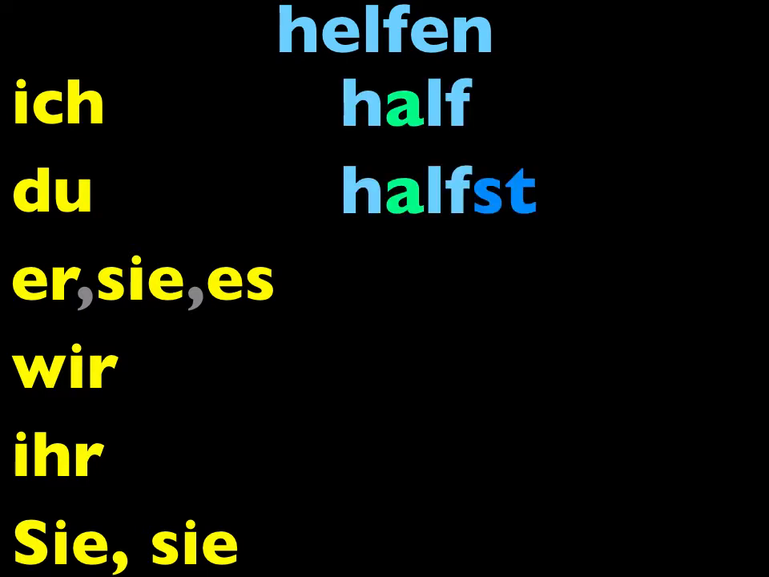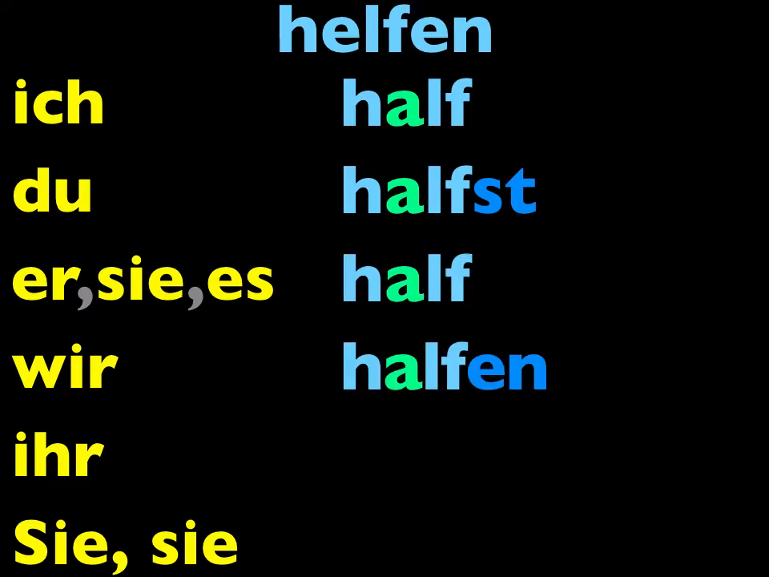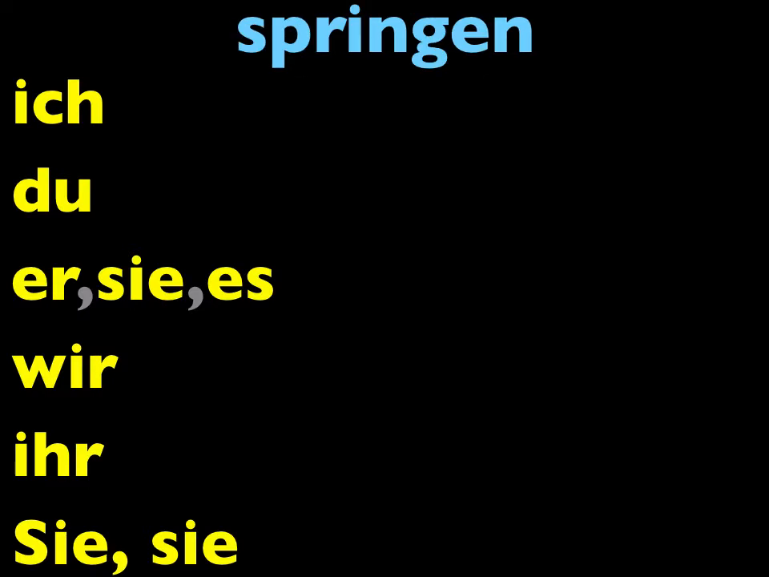In English, it doesn't change at all. This is one that does not change in English, but in German, it's still an A change. Repeat after me. Ich half. Du halfst. Half. Wir halfen. Ihr halft. Sie halfen. To jump.